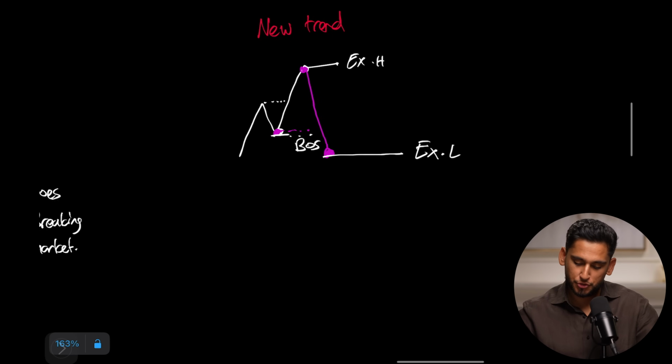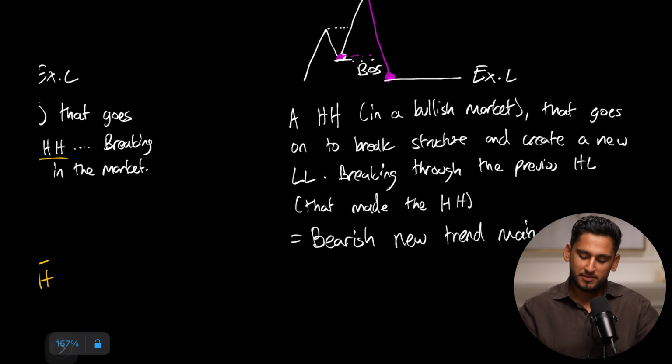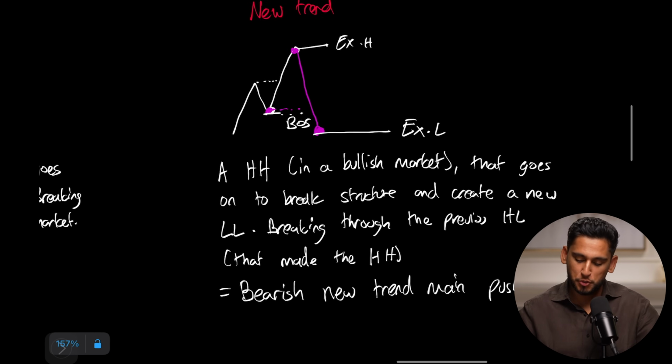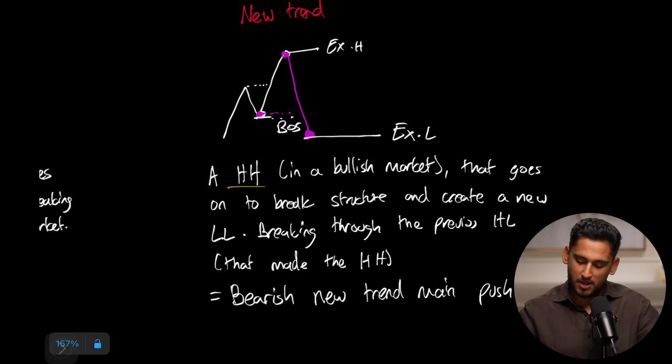Now, when it comes to new trends, let's define it. Okay, I want you to write these things down because it's important. In a new trend, in this case bearish, we have a higher high in a bullish market that goes on to break structure and create a new lower low. So look, a higher high in the markets. Why was that a higher high? Because we had a higher low that went on to make a higher high, breaking past the previous higher high. So that is the bullish main push. Now, when we've had that bullish main push, we have found the new higher high. And then we had a break of structure, breaking past the previous higher low to make a new lower low.